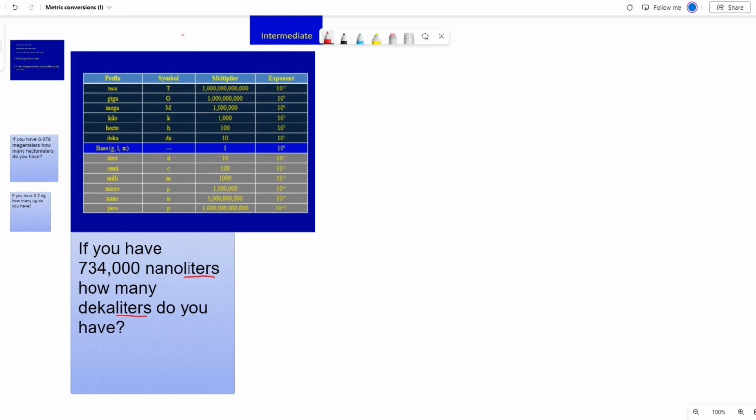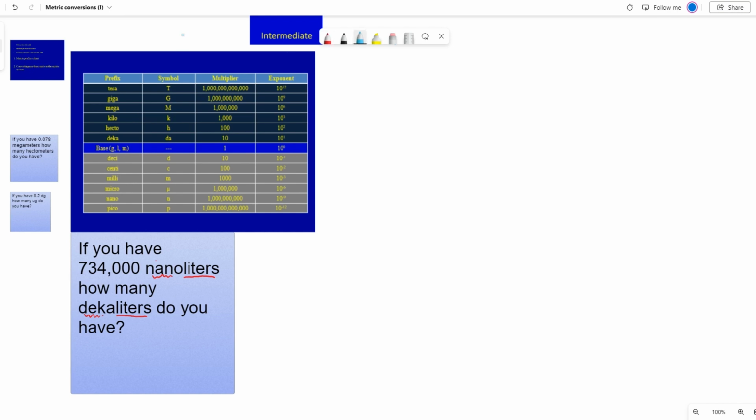And then the last thing you want to ask yourself is, am I going from a base unit to a non-base unit? Or is at least there a base unit involved here? Well, no, there's not, because you're starting off with something that has a prefix, nano, and you're ending with something that has a prefix, deca. So now we know that this is a metric volume conversion problem, and that we're not starting with a base unit and we're not ending with a base unit. So it's a non-base unit to a non-base unit problem. Now that we know all that, we can get started.